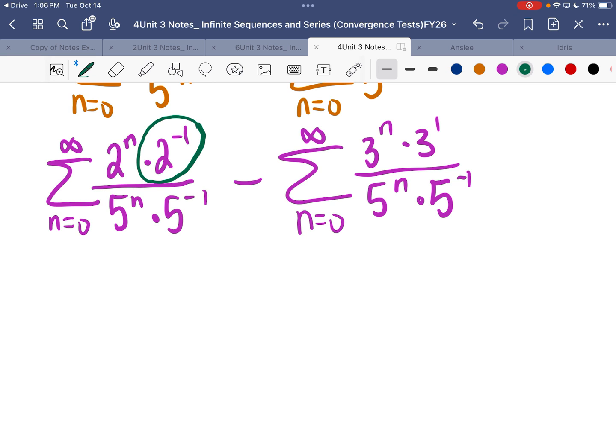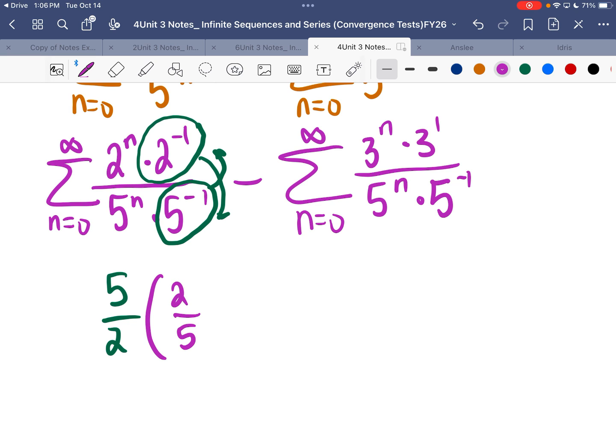What's going to happen to the 2 to the negative 1? Goes into the denominator. What's going to happen to the 5 to the negative 1? It goes to the top, so we're going to have a 5 over 2 times 2 over 5 to the n. Their summation.